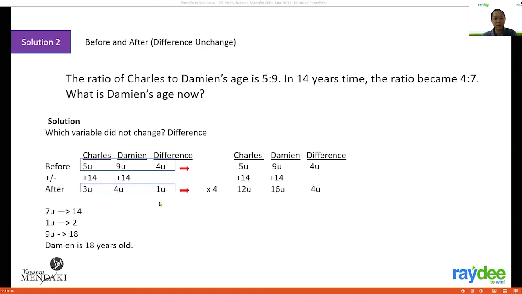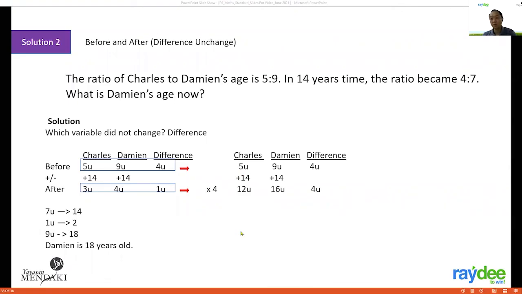And here is the working. You see the first one you don't have to multiply by anything, right? But the second row here you've got to times 4, because the difference should be 4. So the second row, when you multiply by 4, you get 12 and 16, so it's 4 units. And the difference here is 7. So 7 units equals 14, 1 unit equals 2, and we're going to find Damien's age now, which is 9 units. Hence, Damien is 18 years old.